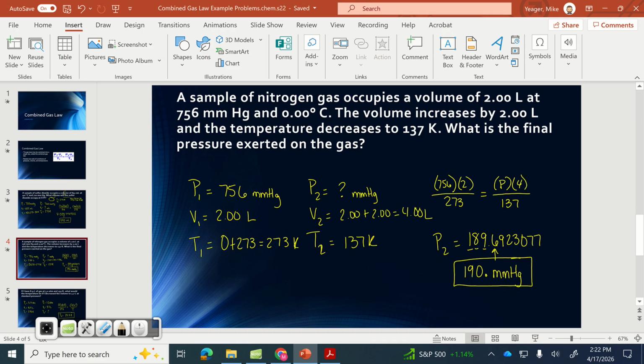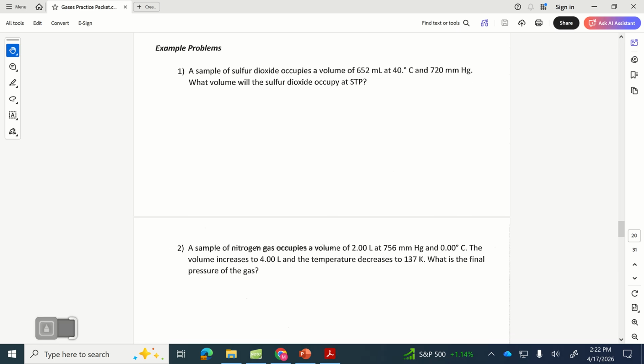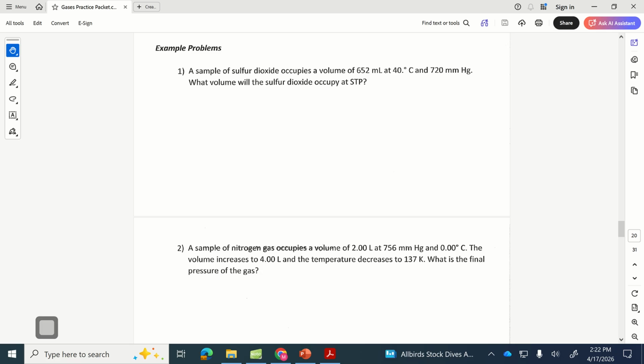So let's just do 3 problems. The big thing, again, is making sure you put all of those numbers together correctly and that we have correct units that match up on both sides, okay? I will say the first one is immediately a bit difficult. It says you have a sample of sulfur dioxide gas. It has a volume of 652, temperature at 40, and pressure of 720. So we do have all the pieces here.